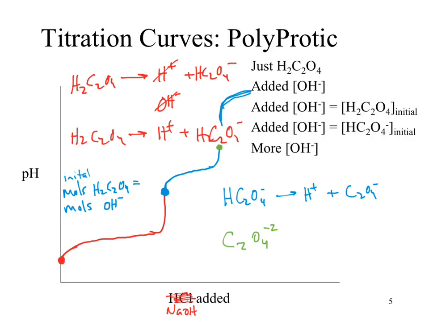At that green point, I know the moles of my C2O4 minus 2 equal the initial moles of H2C2O4. And we could say also the moles of NaOH to go from blue to green. Okay? So all we're trying to identify is what things are changing, where we're at with different positions.